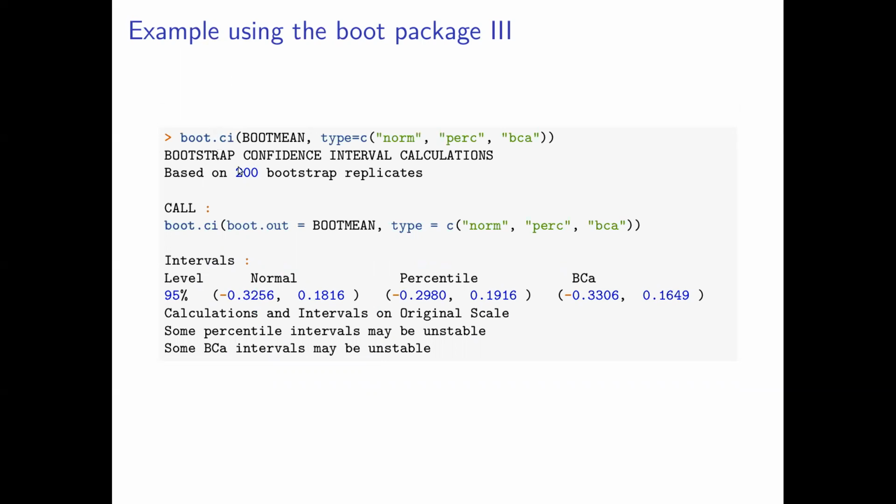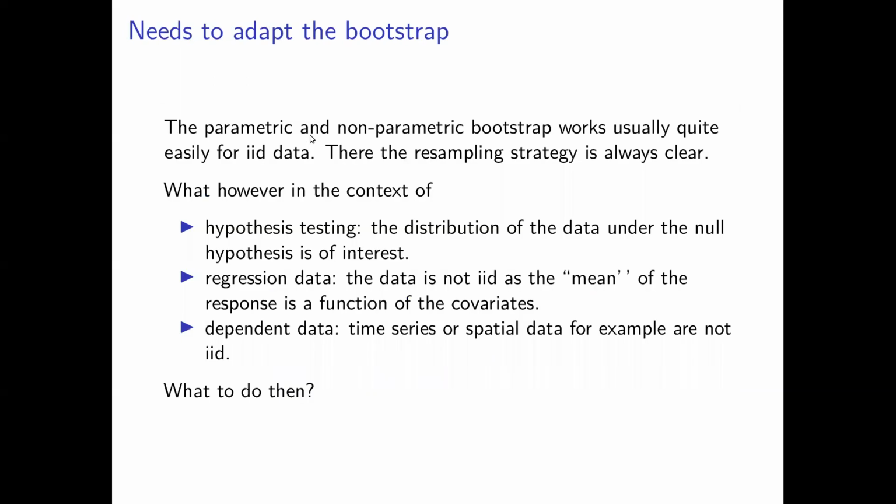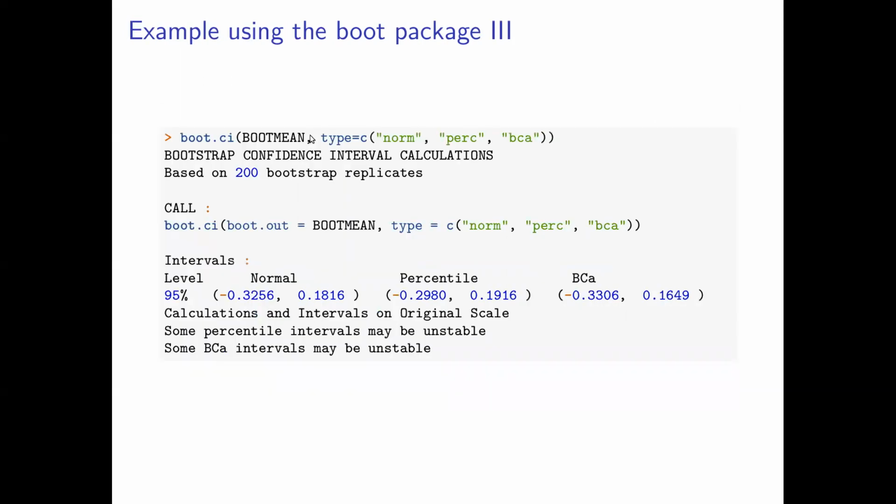Then there's also a handy function for constructing these bootstrap confidence intervals. The boot mean from above we put in here. This object also contains more than just the mean estimator from before. It also contains all the information about how these bootstrap replicates were produced, and based on this whole bootstrap distribution, we can then obtain the bootstrap confidence intervals.